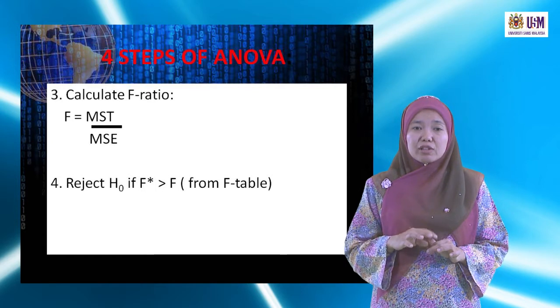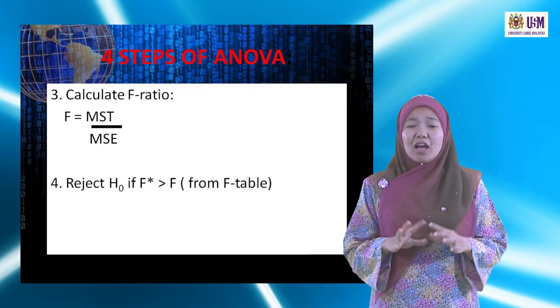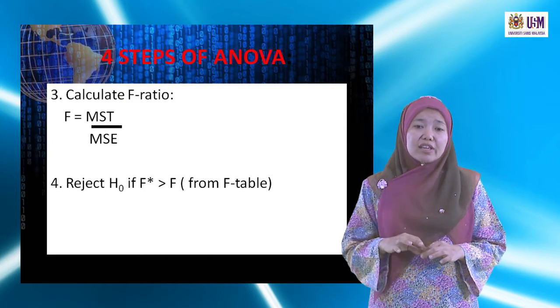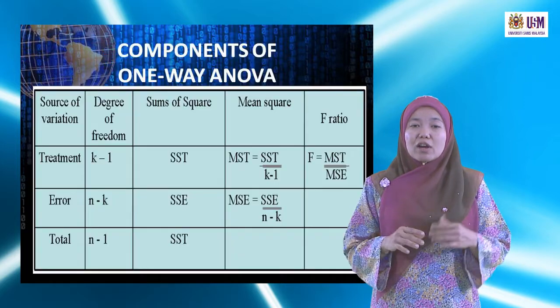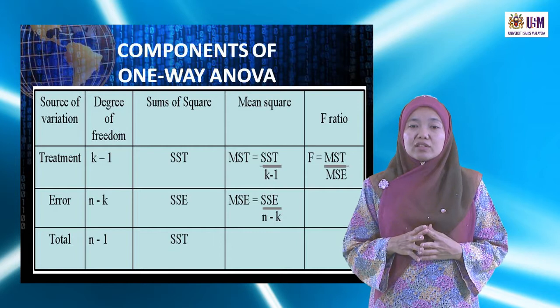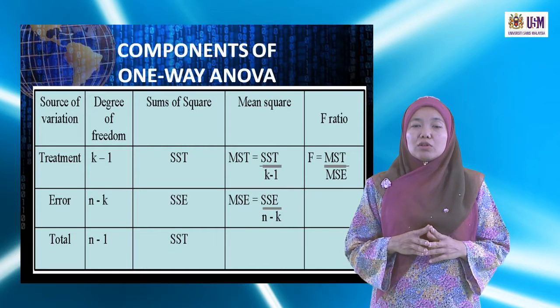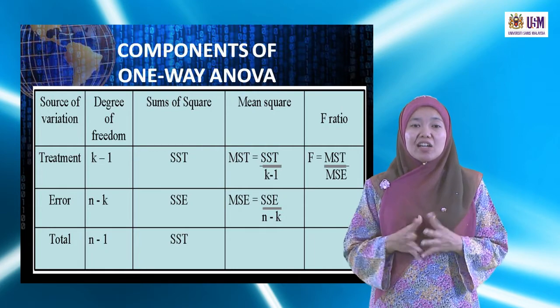And the final step, step four, you make your decision. You reject your null hypothesis if the F statistic that you calculated is greater than your F from the table. Whatever I explained just now can be put into a nice table such as the one shown on screen. So what you see on screen are the different components of one-way ANOVA.